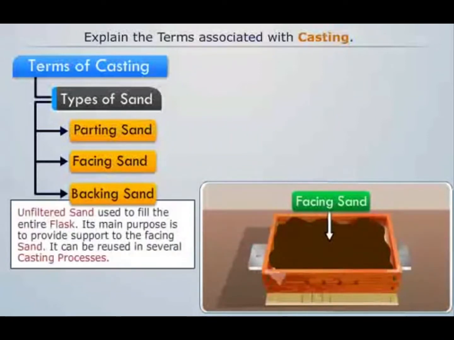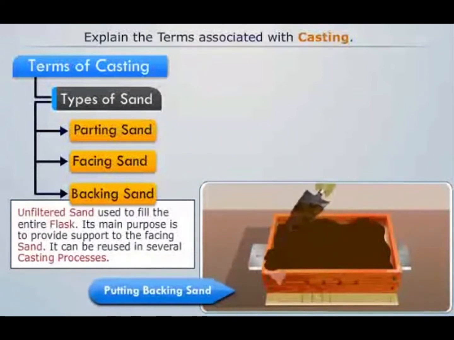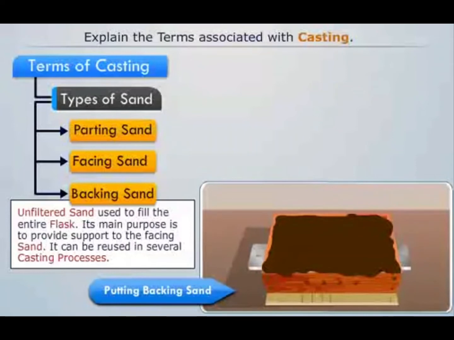Backing sand is the unfiltered sand used to fill the entire flask. Its main purpose is to provide support to the facing sand. It can be reused in several casting processes.